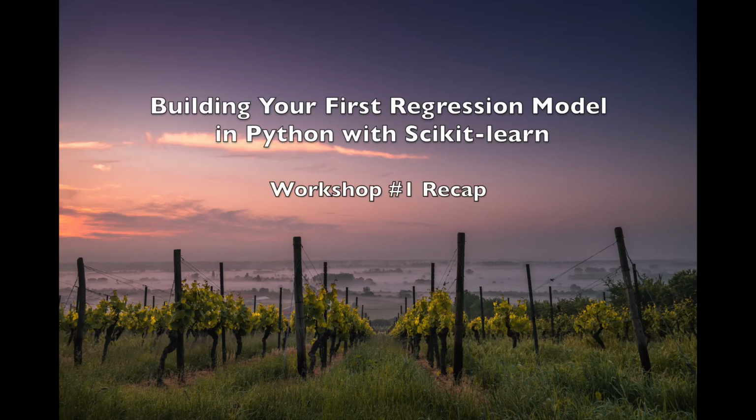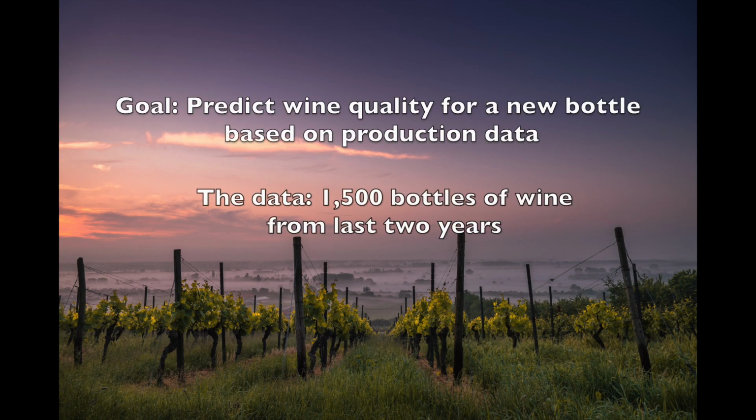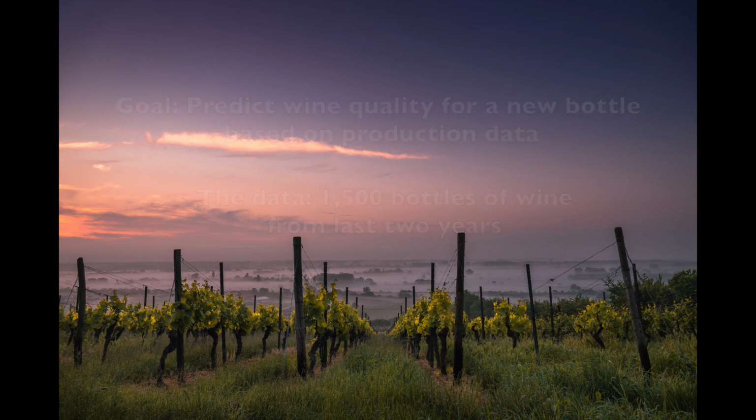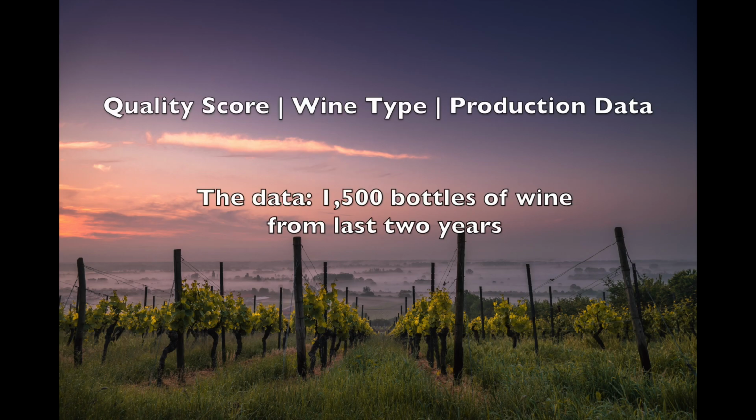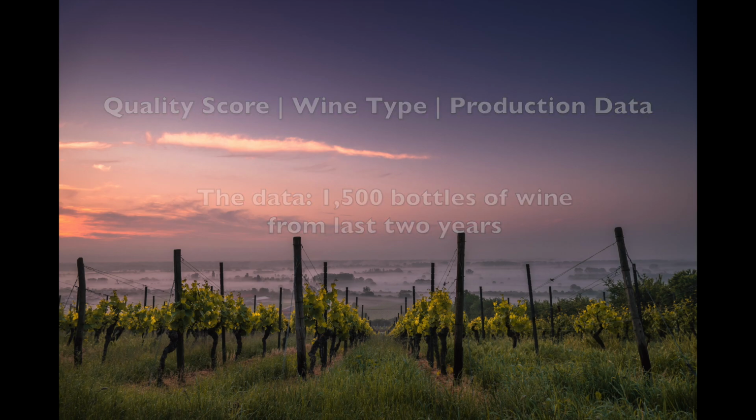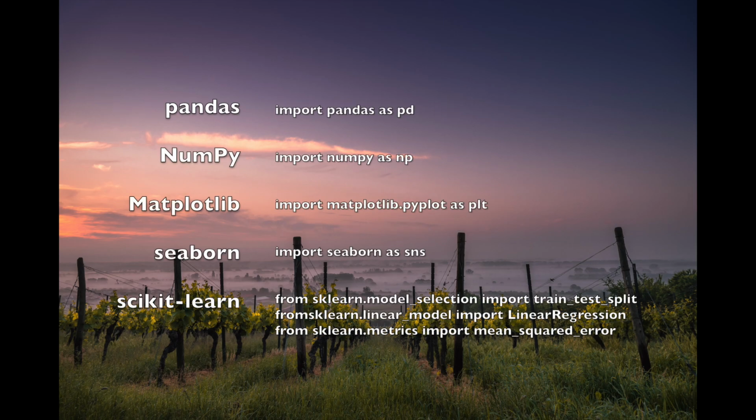Last month, we ran the first of 7 workshops covering supervised machine learning in Python with Scikit-learn. Here's a 3-minute recap. Our goal is to predict wine quality on a 1 to 10 scale using historic data from 1,500 bottles, which includes an average score from wine experts, whether the wine was red or white, and several production process values that we'll shortly see. We'll load data, explore relationships, and build a simple regression model using pandas, NumPy, Matplotlib, Seaborn, and Scikit-learn. Let's get started.